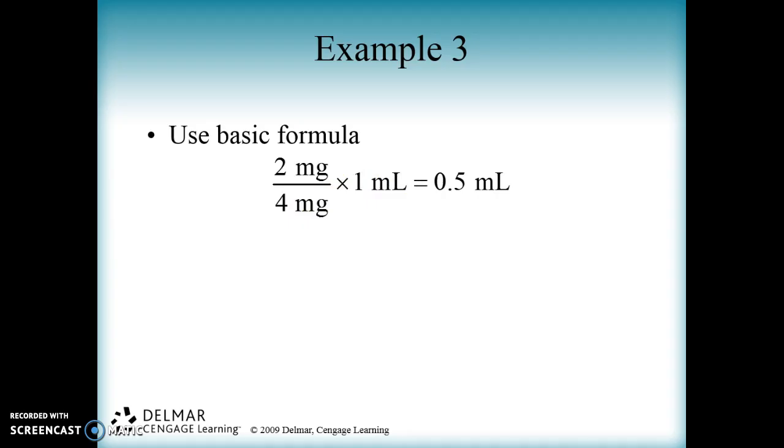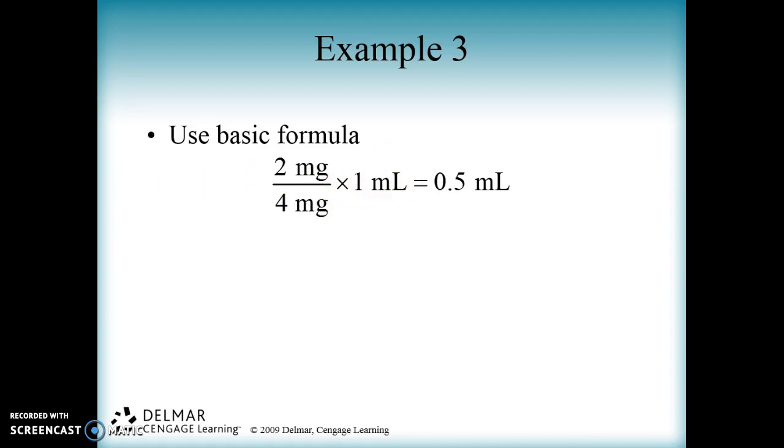If you're confused about any of these, if you're not sure how to do them as you go through these example problems, please make sure you reach out to me. There are several examples in this handout, but I want to make sure that you are clear and you know what you're doing. So with every single problem, you're always going to want to put what the doctor ordered on top, how the medicine comes on the bottom, times the unit of measure.